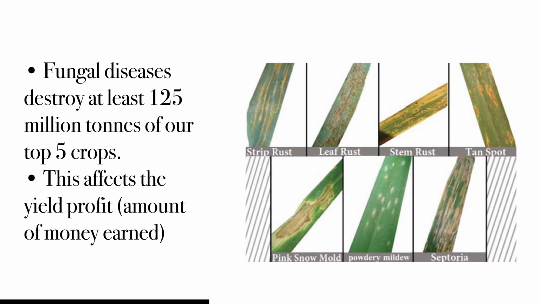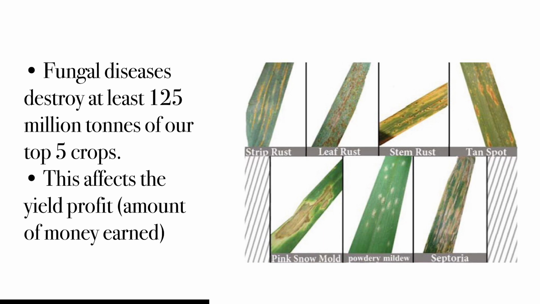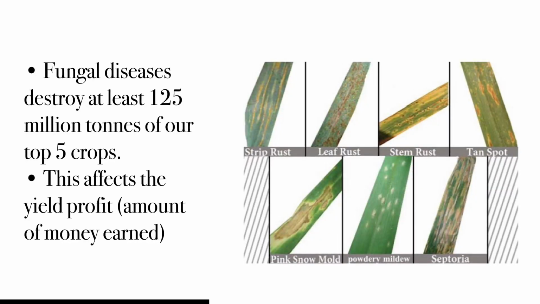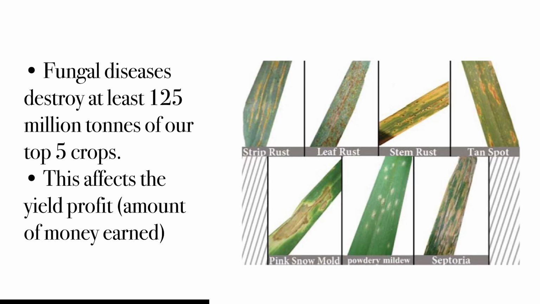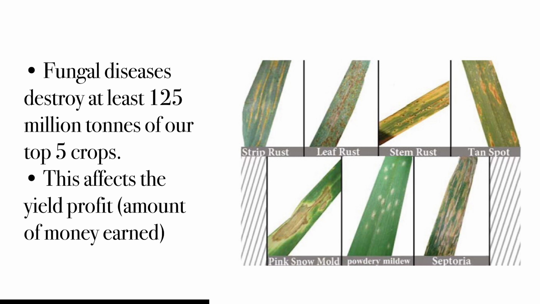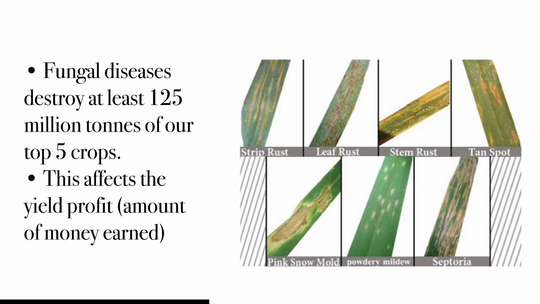Did you know that each year fungal diseases destroy at least 125 million tons of our top 5 crops? Rice, wheat, maize, potatoes and soybeans. This affects the yield, profit and causes extensive damage to the environment. These diseases include wheat rust, potato blight and spot blotch. Wheat diseases cause yield losses of about 20% around the world, and wheat and maize cost global agriculture $60 billion.